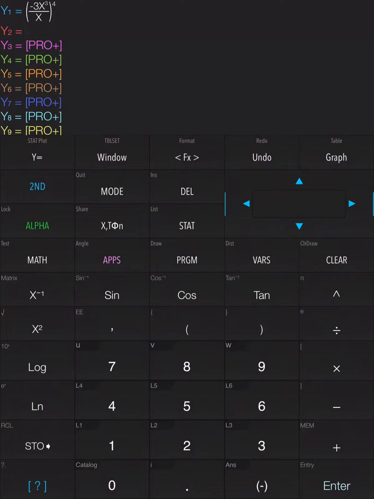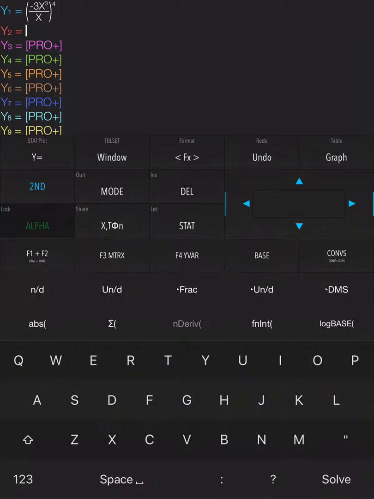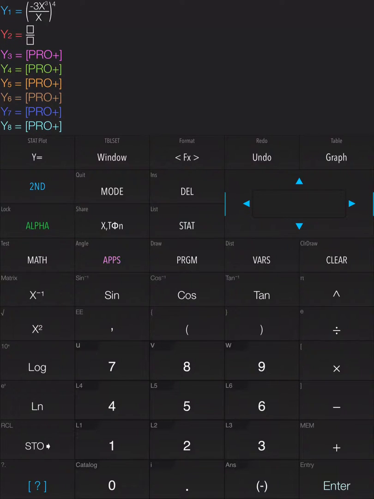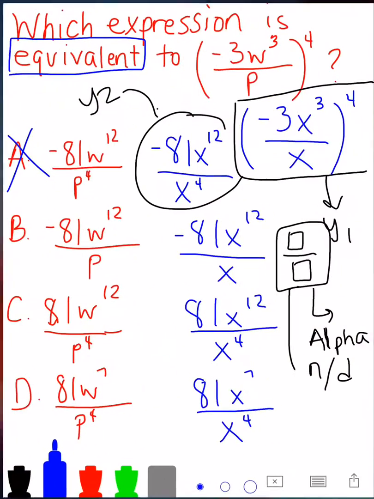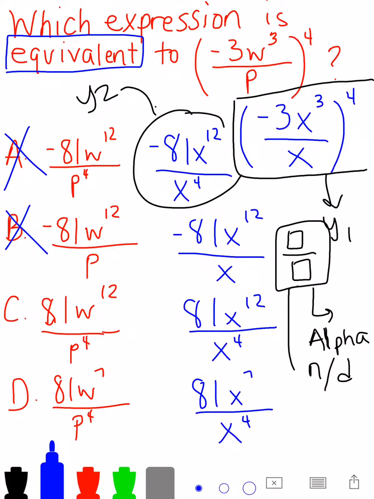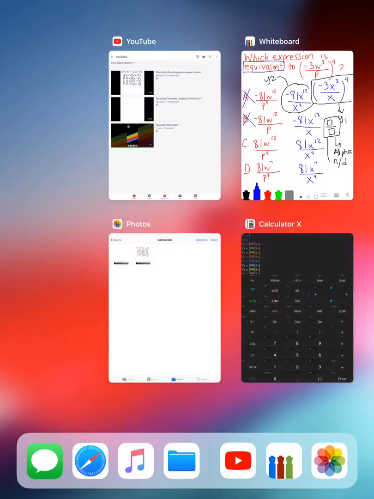We're trying to see what's equivalent to y1. So we're going to go to answer choice B, and we're going to make our two little boxes, alpha n divided by d. And in the top, I'm going to put negative 81x to the 12th power. And in the bottom box, I'm going to put x. And now I'm going to check the table by hitting second graph. Doesn't look identical, so we know that B is not the right answer. We're just going to continue this on until we get to the right answer.